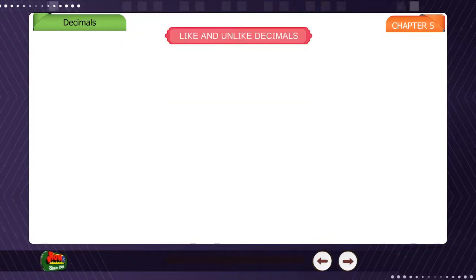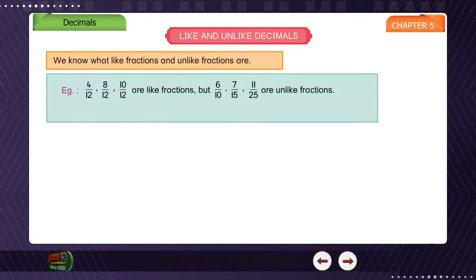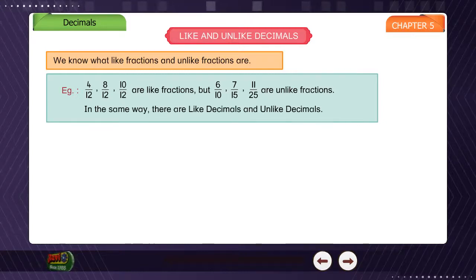Like and unlike decimals. We know what like fractions and unlike fractions are. Example: 4 by 12, 8 by 12, 10 by 12 are like fractions, but 6 by 10, 7 by 15, 11 by 25 are unlike fractions.